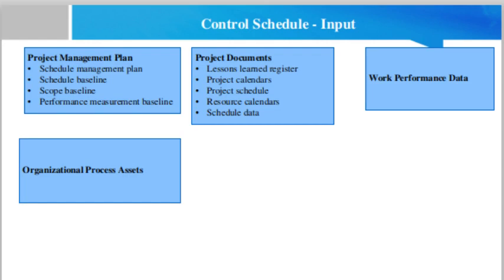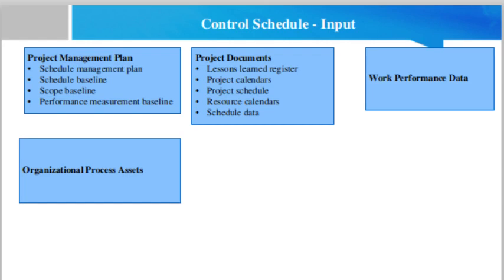Resource calendars. Resource calendars show the availability of team and physical resources. Schedule data. Schedule data will be reviewed and updated in the control schedule process. Then work performance data. Work performance data contains data on project status such as which activities have started, their progress, actual duration, remaining duration, and physical percent complete, and which activities have finished.